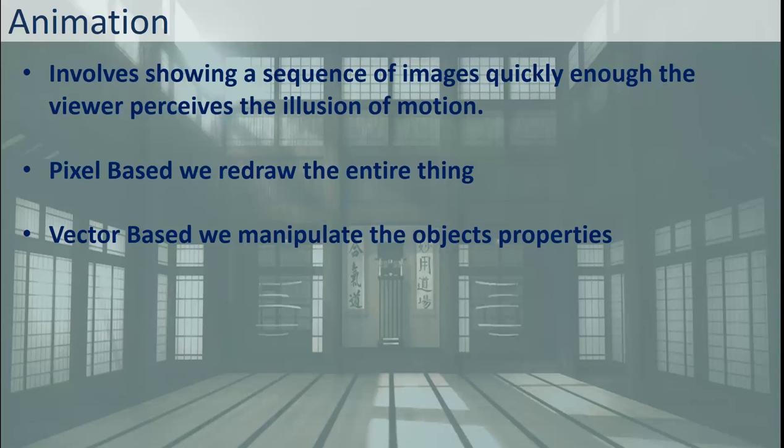If we take a pixel-based approach to animation, we will be redrawing the entire image every time. However, if we take a vector-based approach, we would be manipulating the object properties in small amounts at each frame, or what we call an interval. And we'll get more into that as we progress.